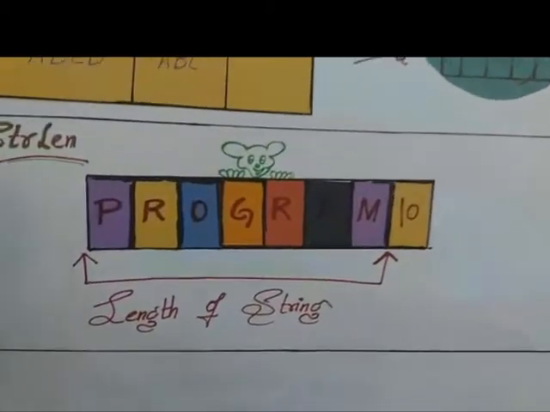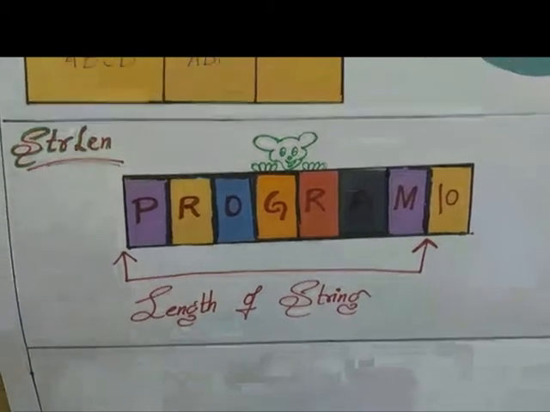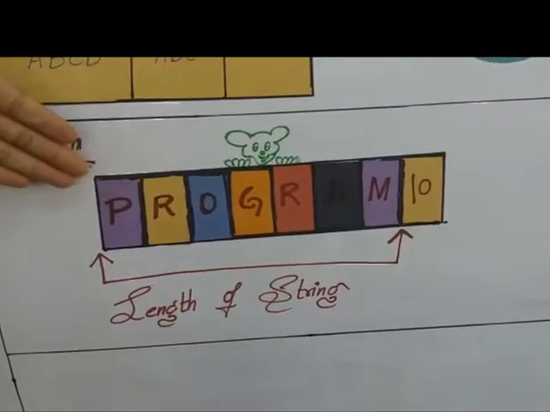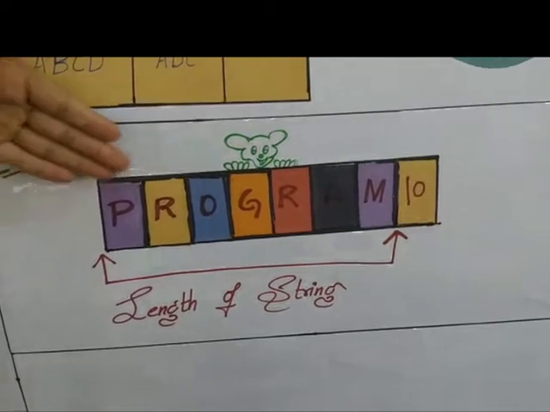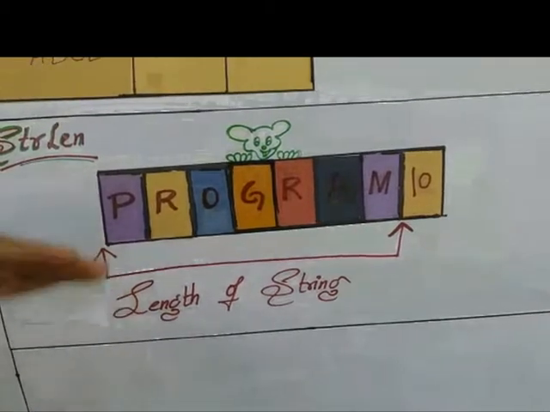Then string length. Here I have taken one string, "program", and it should print the length of the string. You can see that the index values are 1, 2, 3, 4, 5, 6, 7. So it printed that the length of the string is 7.